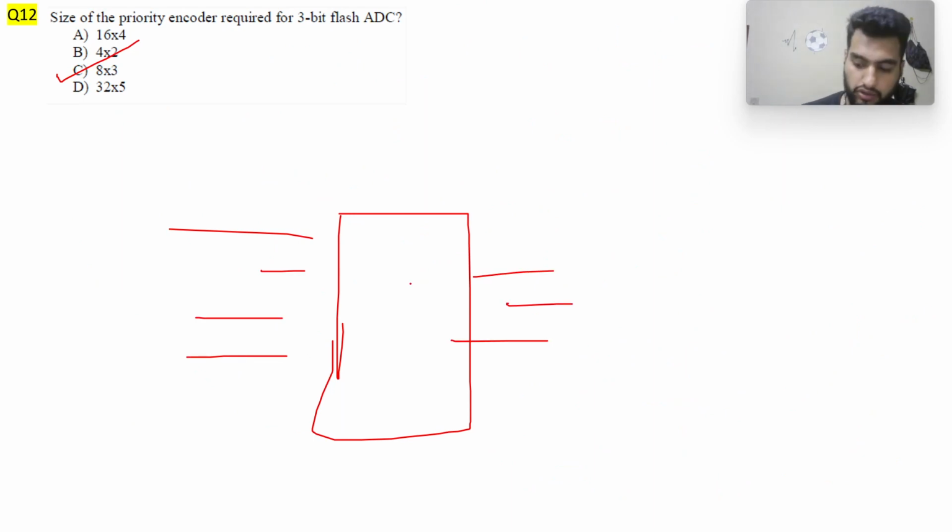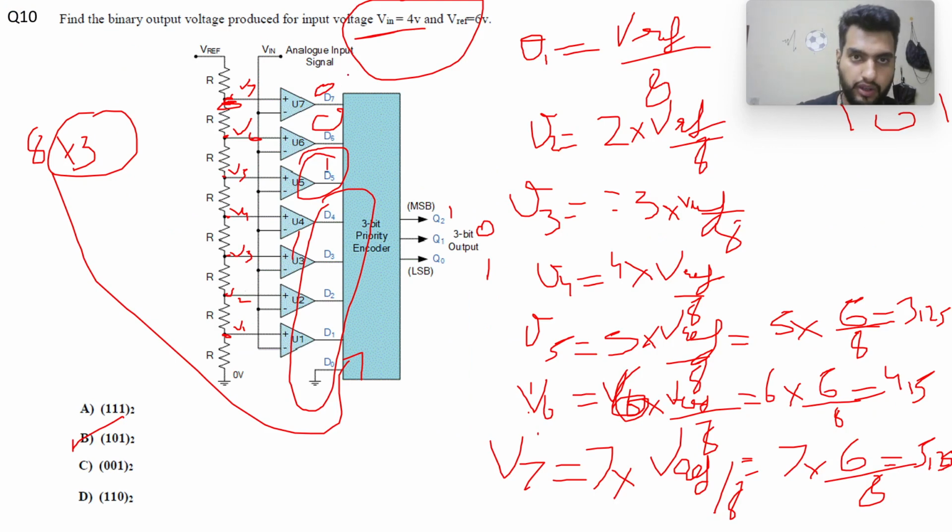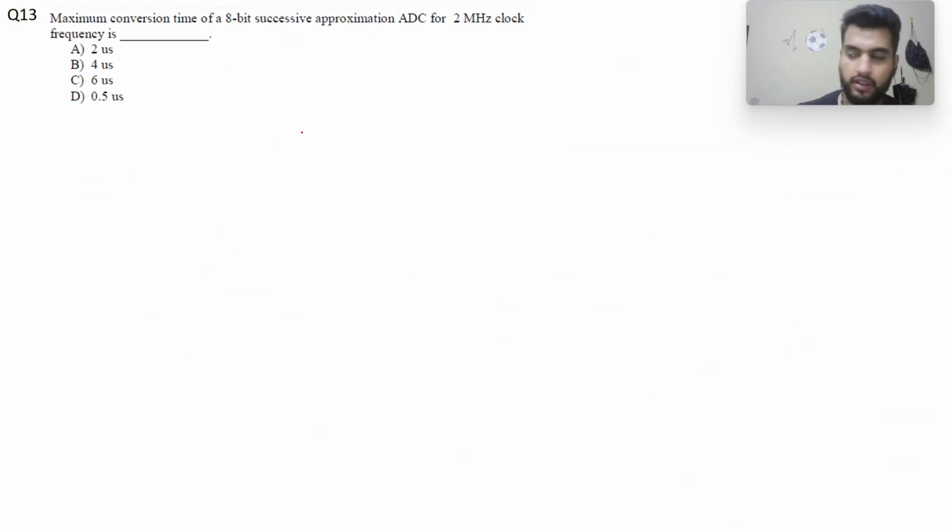And how many comparators will be required? 7. So here you have it, 7. Now we have a question. It states that the maximum conversion time of an 8-bit successive approximation ADC for a 2 MHz clock frequency is.